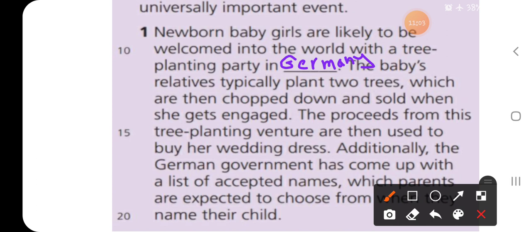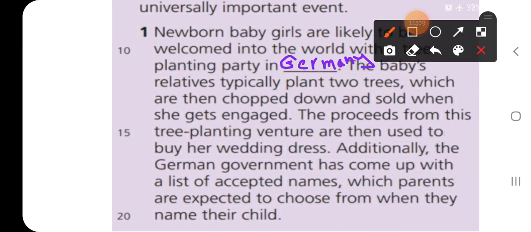Additionally, the German government has come up with a list of accepted names which parents are expected to choose from when they name their child.